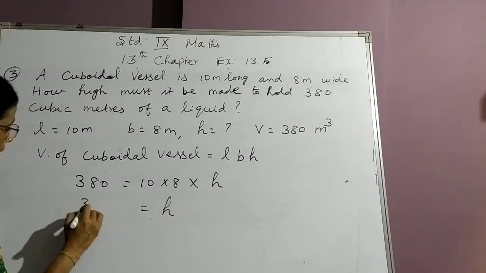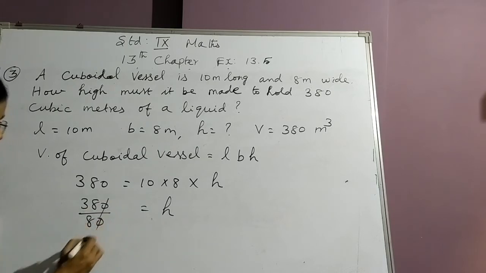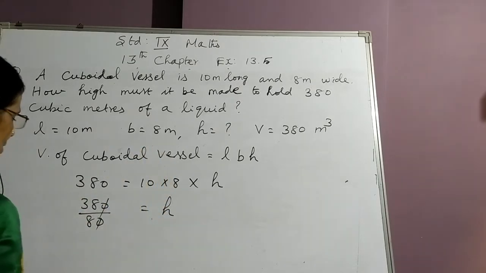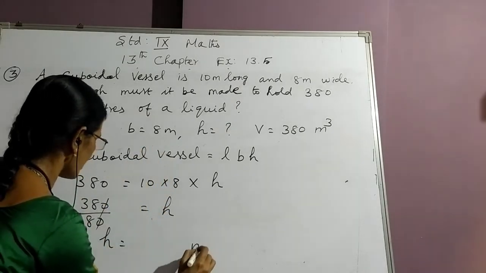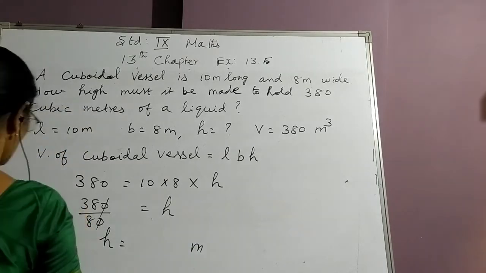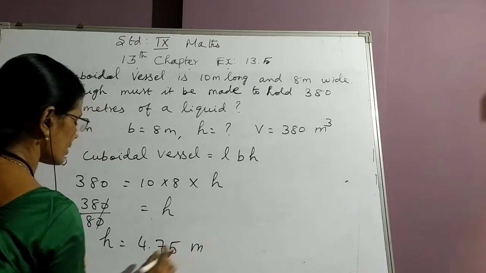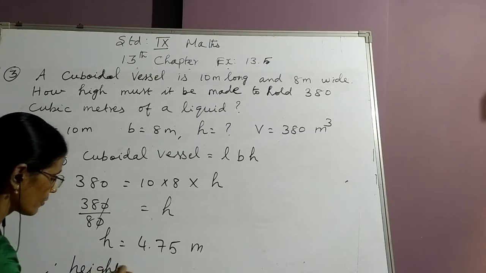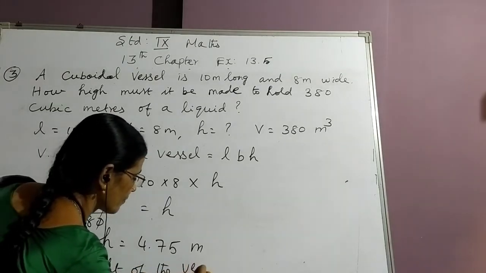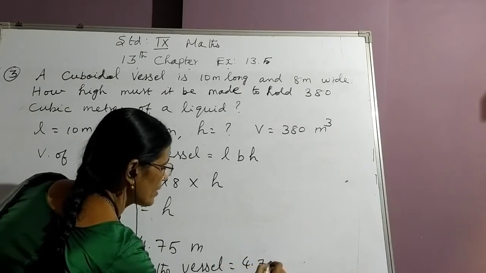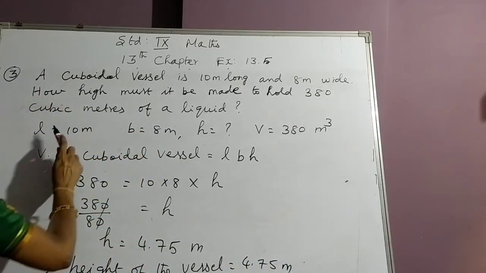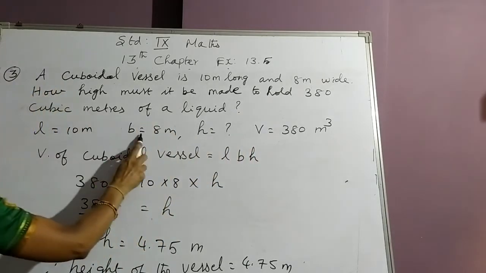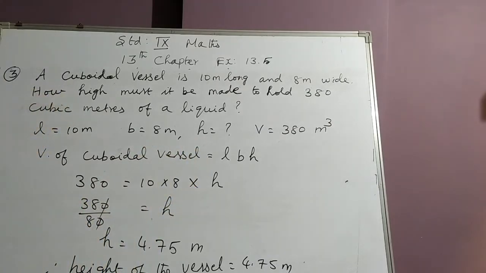So height is 380 divided by 80. Volume is in cubic meter, length and breadth are in meters, therefore height will be in meters. Dividing 380 by 80 we will get 4.75. Therefore, height of the vessel is 4.75 meters. In the earlier questions, L, B, H was given, we calculated volume. Whereas here volume and two dimensions are given. We are asked to find out here height of the cuboidal vessel.